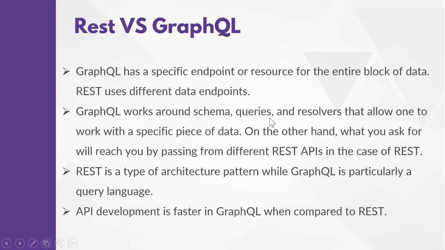GraphQL works around schemas, queries, and resolvers that allow one to work with a specific piece of data. On the other hand, in the case of REST, what you ask for will reach you by passing through different REST APIs. REST is a type of architecture pattern, while GraphQL is particularly a query language. So you can understand this: REST is an architecture pattern, whereas GraphQL is a graph query language. And API development is faster in GraphQL when compared to REST. So this is the difference between REST versus GraphQL.